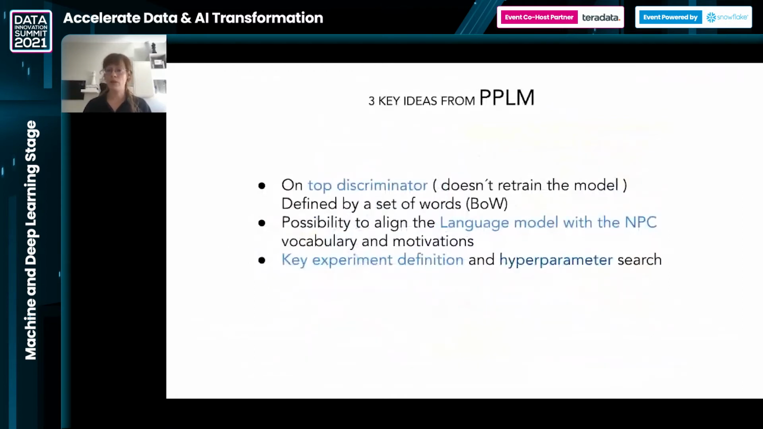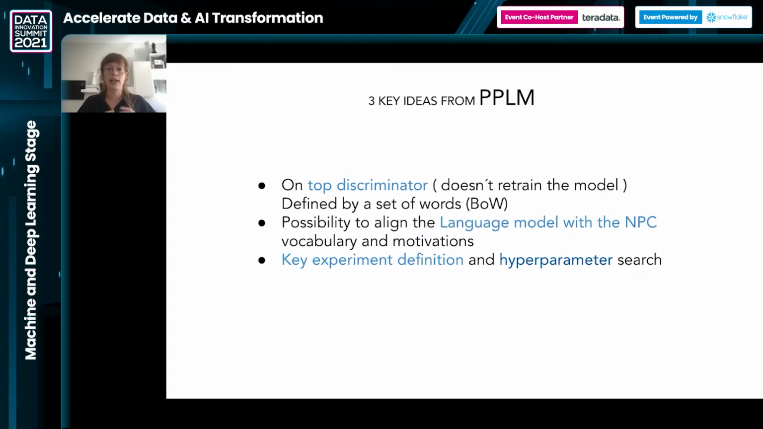There are three main key ideas from plug and play models. The first one is that the plug and play model is a top discriminator. It's not that we retrain GPT, right? It's that we reshape the content generation without retraining the model. For that, we define what is called an attribute model that conditions the probability distribution of the generation of the next word, as large language models do, defined by a set of words. This set of words, this vocabulary that we tell the agent they should use, is what offers the possibility to align the large language model with the motivation of the agent by their vocabulary and their motivation.